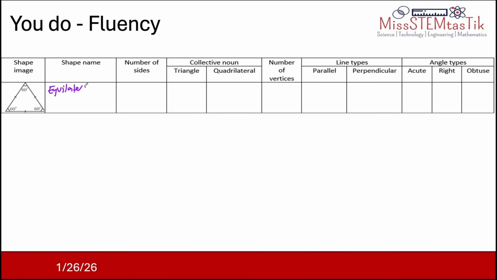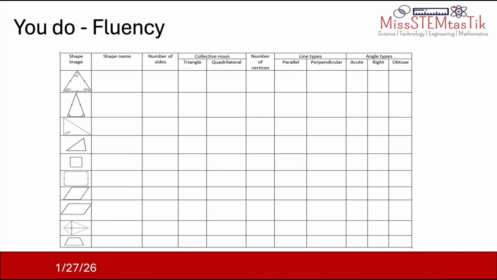Okay, this is an equilateral triangle. We can see it has 3 equal angles, so that means it has 3 equal sides. It is a triangle and it has 3 corners, 3 vertices, and all 3 of them are acute. Does it have any parallel lines? No. Does it have any perpendicular lines? No. It does have acute angles. It has 3. Pause your screen now and describe the properties of the following shapes.